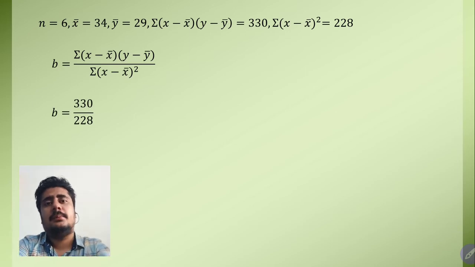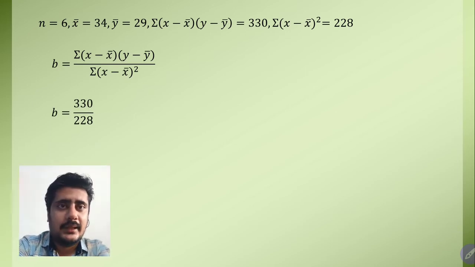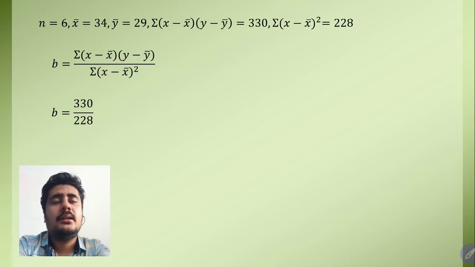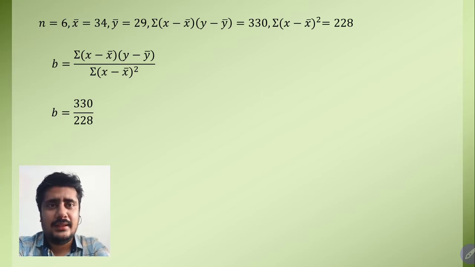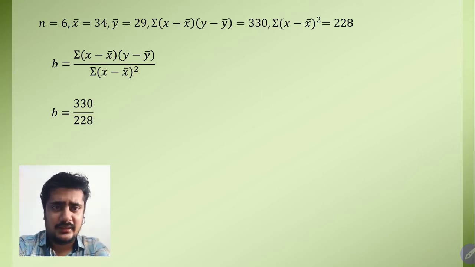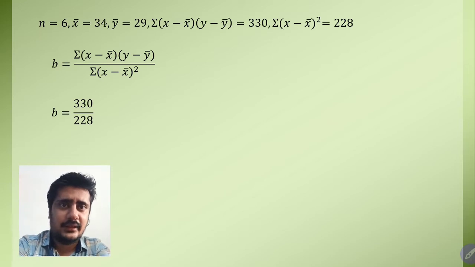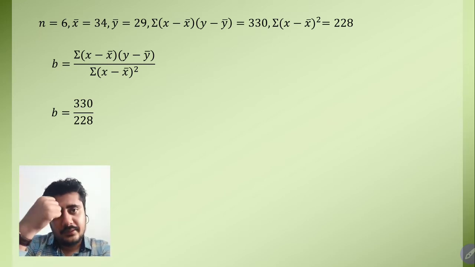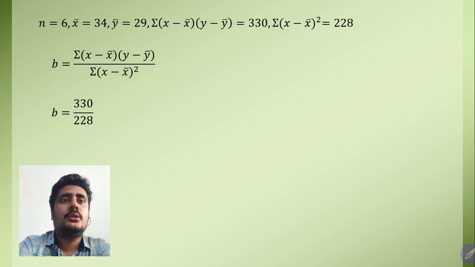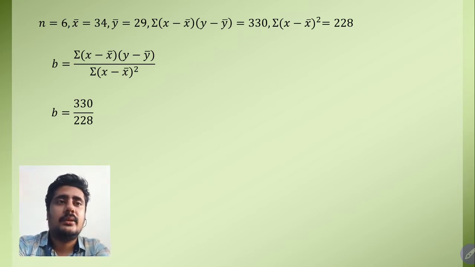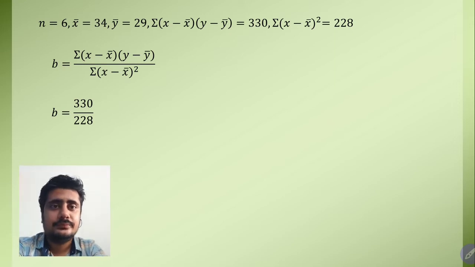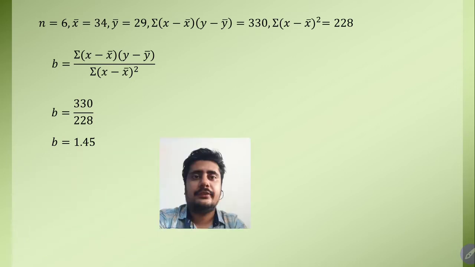So the formula is quite simple. Formula is what? It's sigma x minus x bar, y minus y bar upon sigma x minus x bar whole square. So the numerator is total of the x minus x bar, y minus y bar. So you have to put just the 330 in the numerator, nothing else. Yes, you have to put that 330 in the numerator. Then in denominator you have to put the 228. Okay, it's x minus x bar square. And as in when you solve, it's 1.45.